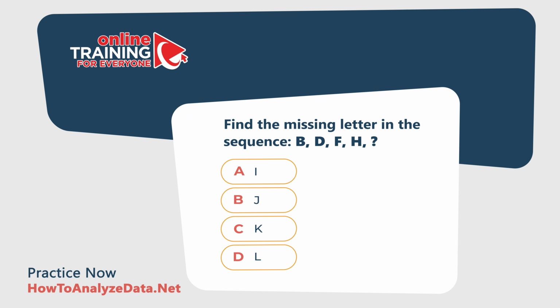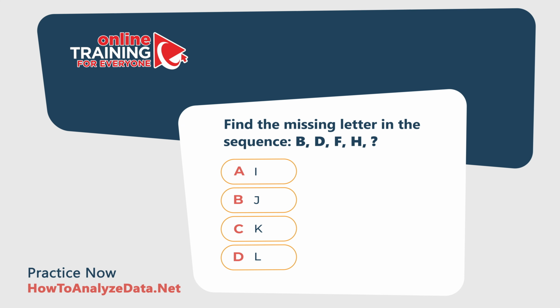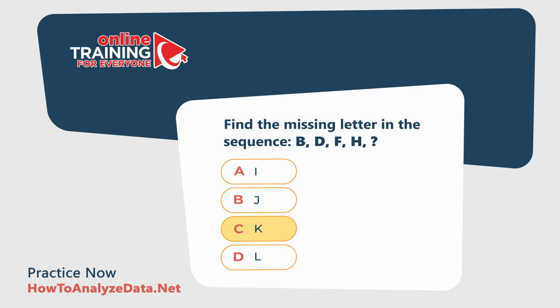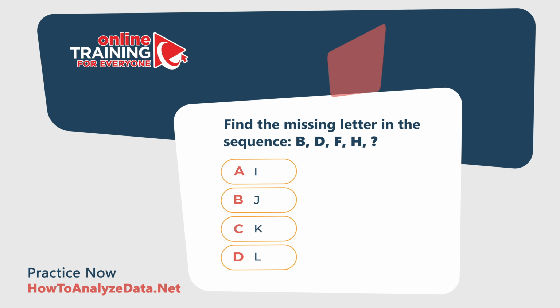B, D, F, H, and then comes the missing letter, which you need to select out of 4 possible choices. A, I, B, J, C, K, and D, L.